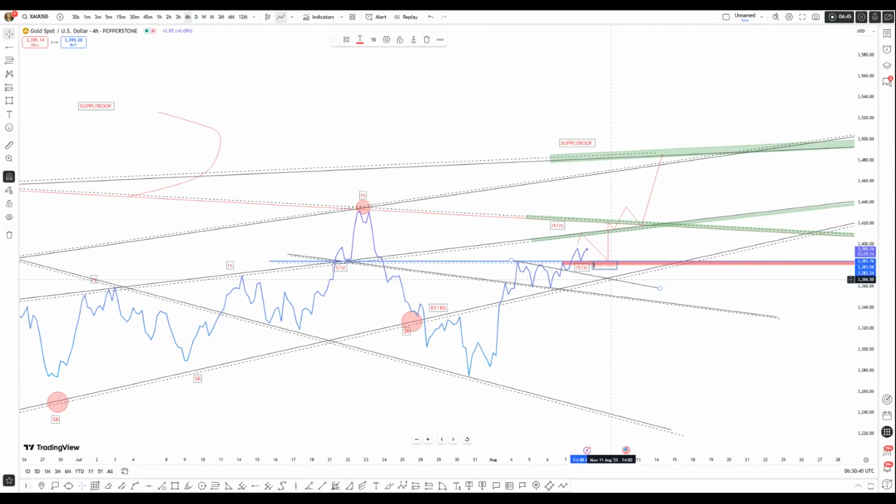So please, let's take note of this. That's a new demand floor.